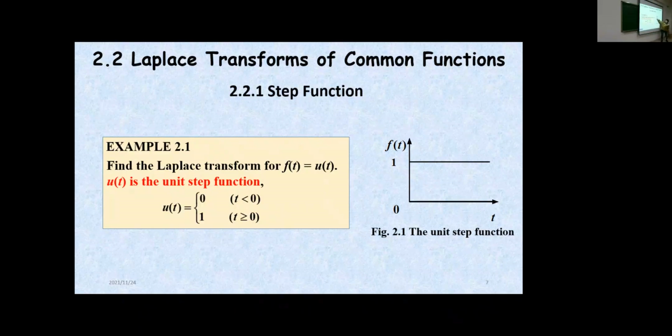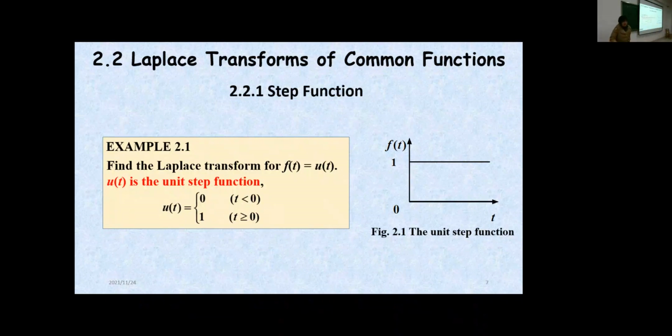And here, think the final value is 1. It's a unit value. So we call this a unit step function. This is what a step function is. So the mathematical description is here. When t is smaller than 0, u(t), or we say f(t), is 0. But when t is from 0 to infinity, u(t) equals what? 1.